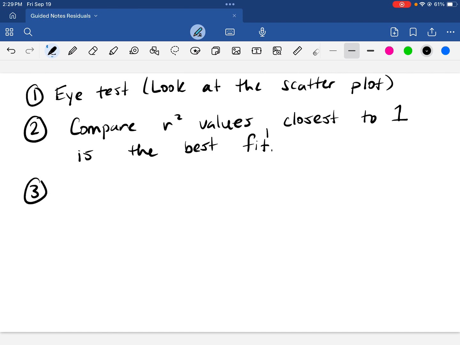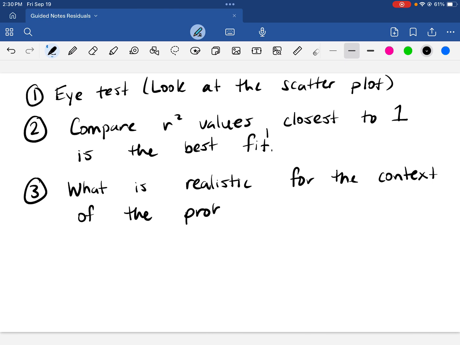We also talked about sometimes that maybe mathematically one r squared value looks better than the other, as far as it's closer to 1. But what is realistic? What logically makes sense? So that's your third thing to look at: what is realistic for the context of the problem. So that's something you need to check.